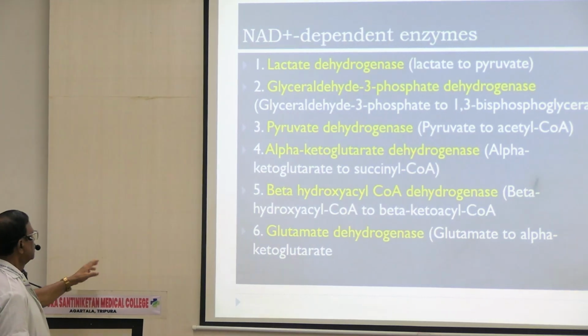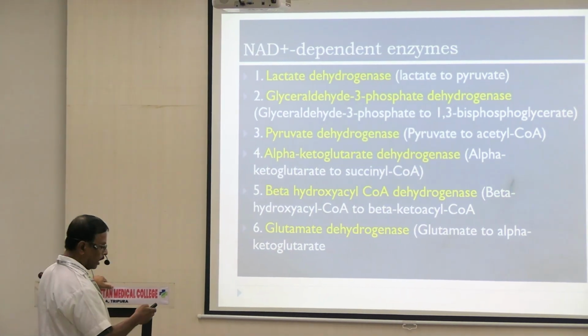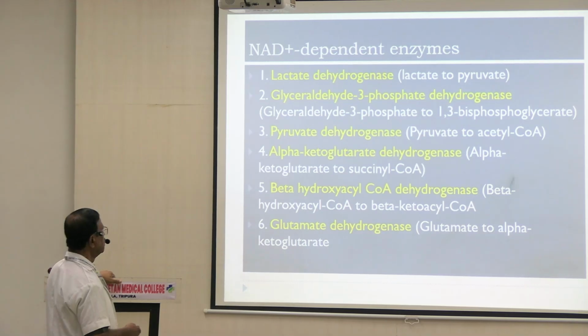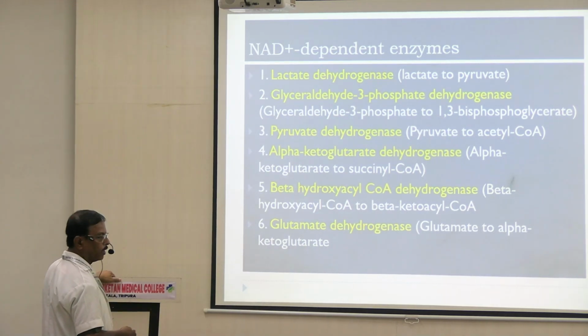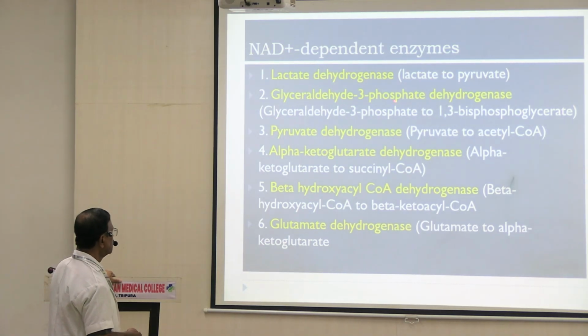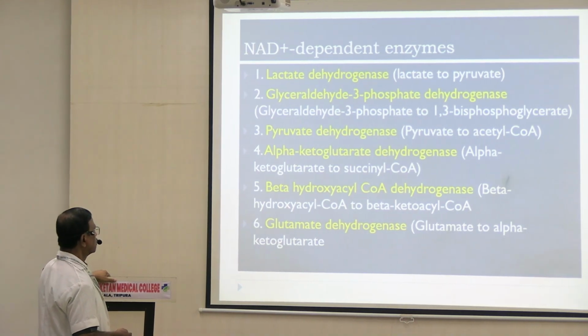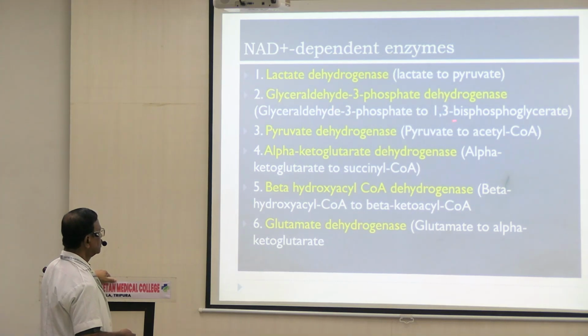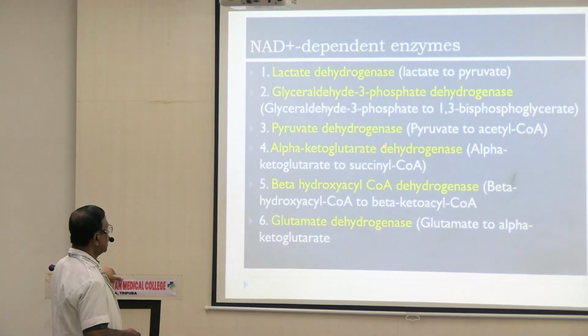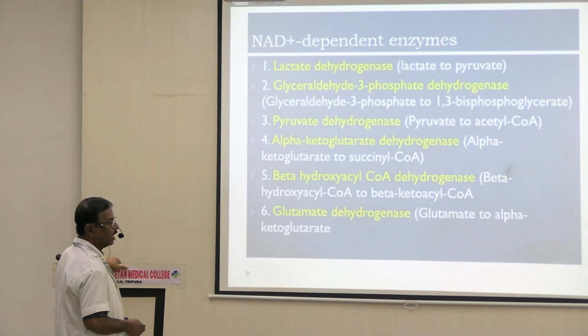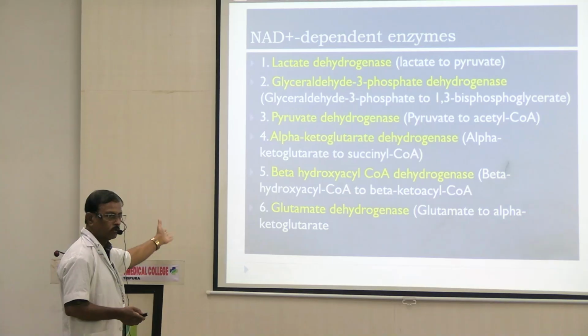Here are some reactions catalyzed by NAD dependent enzymes. Lactate dehydrogenase converts lactate to pyruvate. Glycerol 3-phosphate dehydrogenase converts 1,3-bisphosphoglycerate. It is a step of glycolysis. Then pyruvate dehydrogenase, pyruvate to acetyl-CoA. So pyruvate is here, also you can give this example.